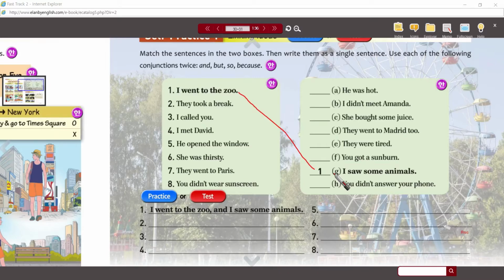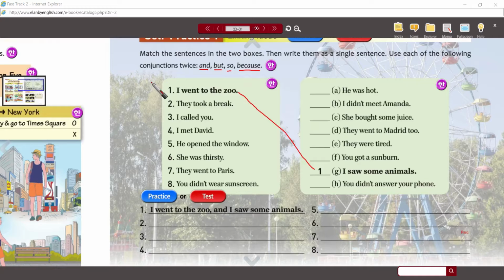When you've matched them, you can just simply write the number in these spaces. But you're also thinking about how they relate. You're going to match these, but you're also thinking of a resulting sentence. So I went to the zoo. I saw some animals. How am I going to join that? Am I going to use the word and, but, so, or because?